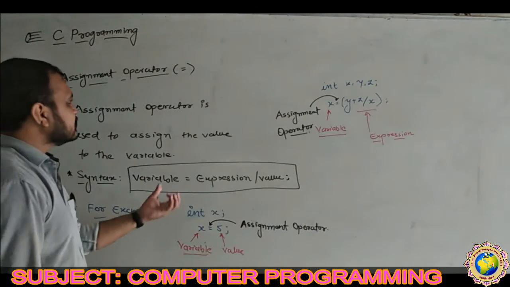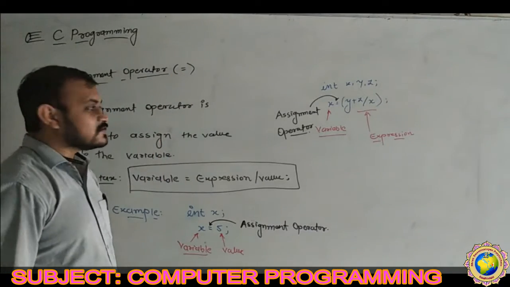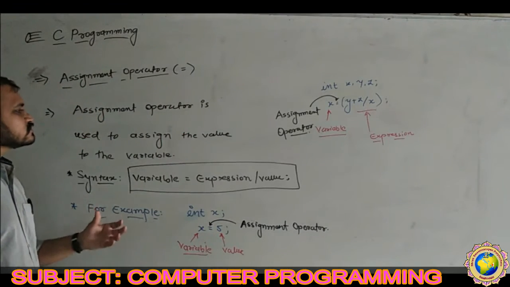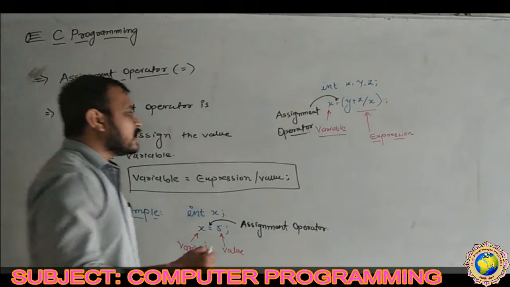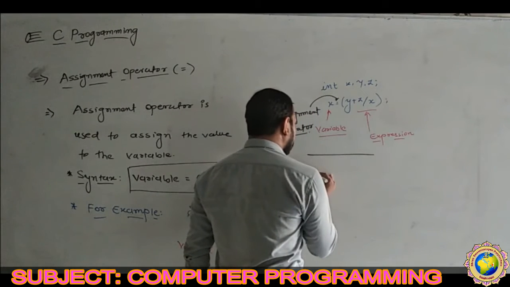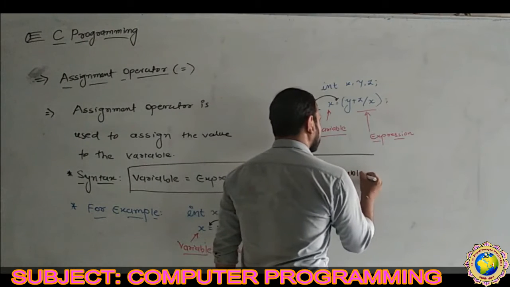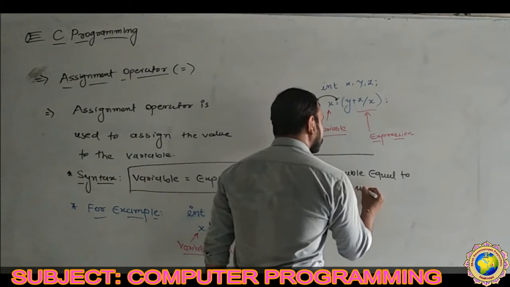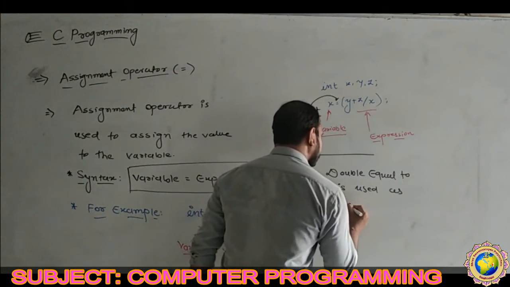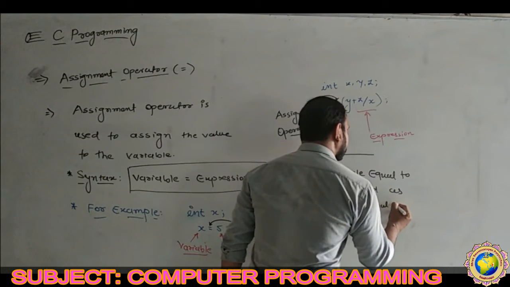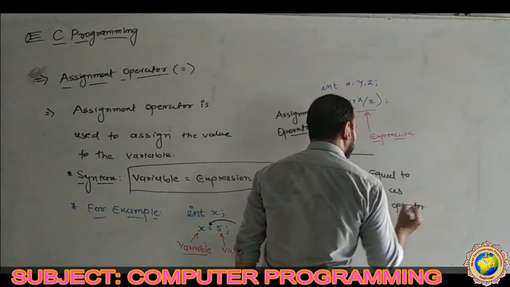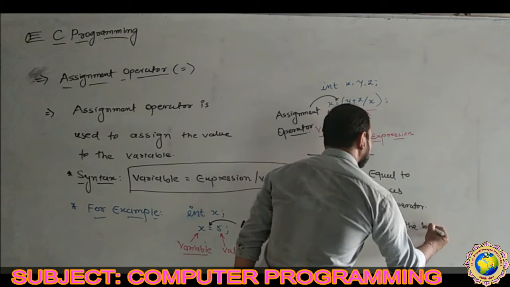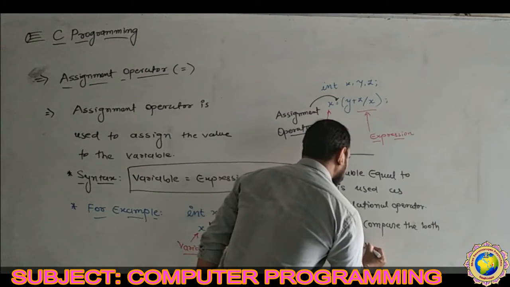Okay, as we saw in the previous lecture, the single equal is used for assigning the value, or we can say that this single equal is used to assign the value, and double equal to is used as a relational operator to compare both values.